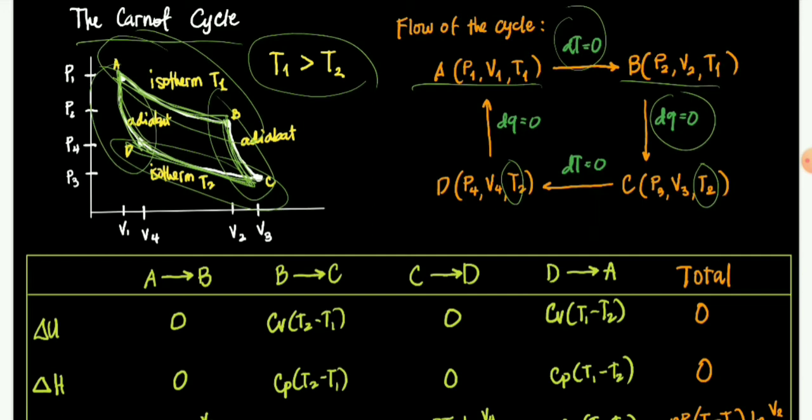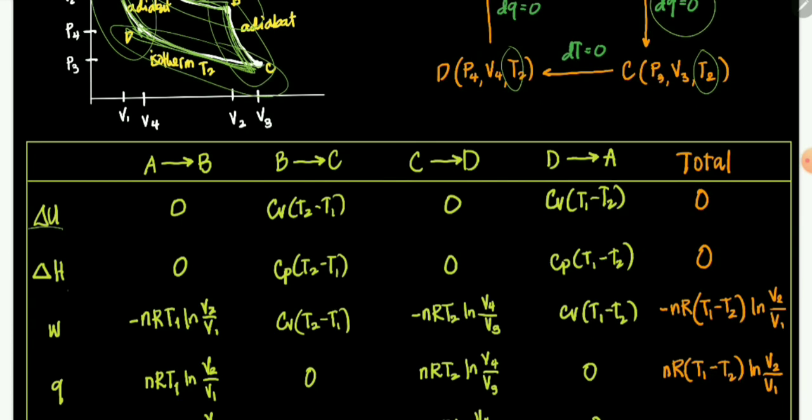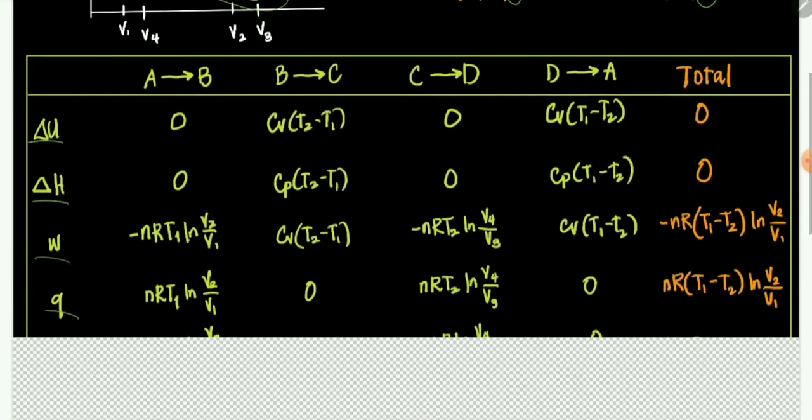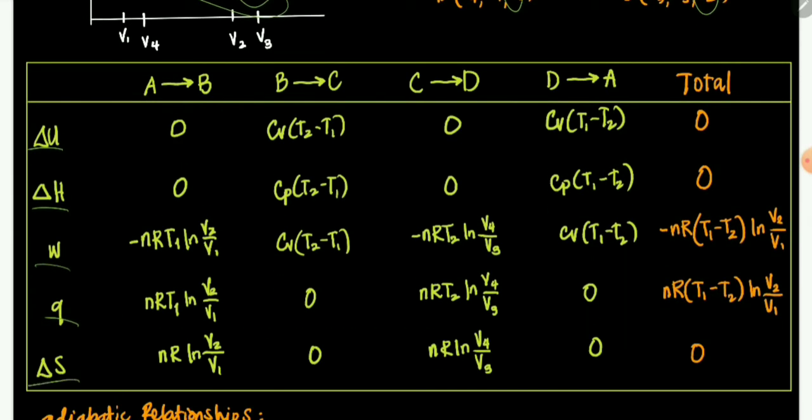So calculating the internal energy, enthalpy, W, Q, and the entropy, delta S, we have for the first step, zero ang ating internal energy and enthalpy because this is an isothermal process. W is negative nRT1 ln V2 over V1. Q is nRT1 ln V2 over V1, or just the negative of your work. Delta S is dQ over T, or nR ln V2 over V1.